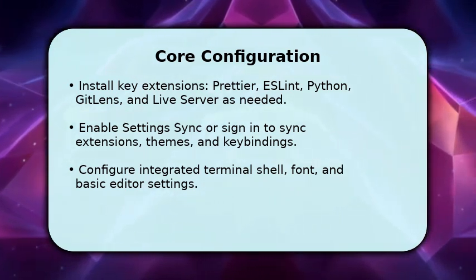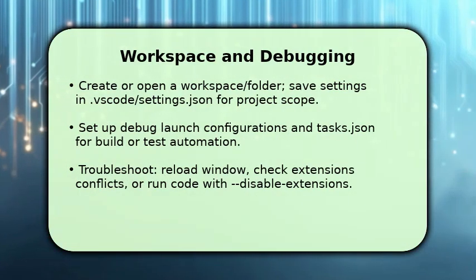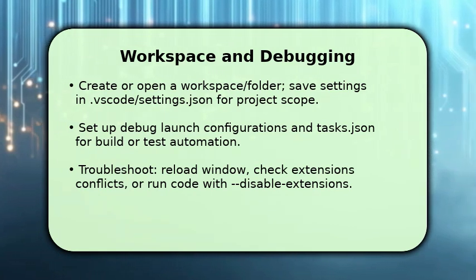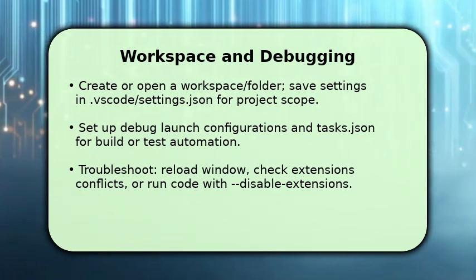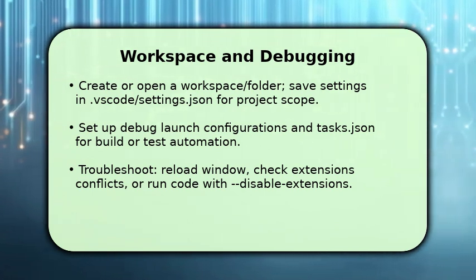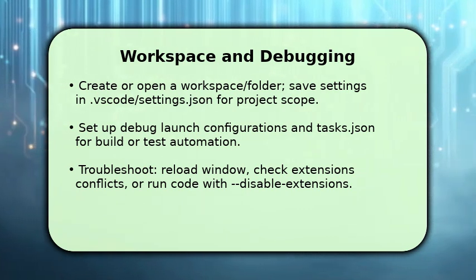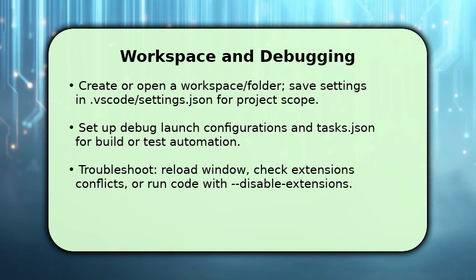Finally, open your project folder and save it as a workspace so settings persist in .vscode/settings.json. This keeps project-specific rules intact. Configure debugging by adding a launch.json for your runtime and tasks.json to automate builds or tests, then test the debugger to ensure breakpoints hit.